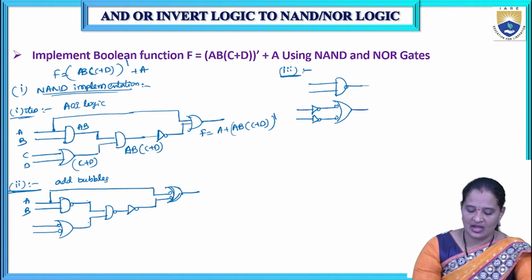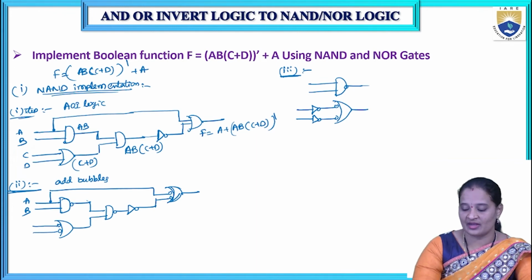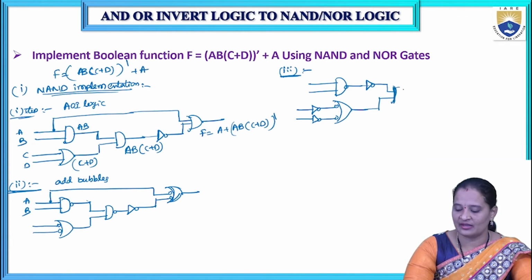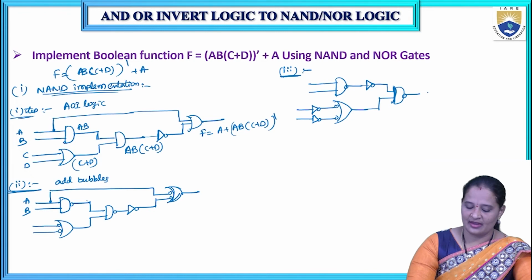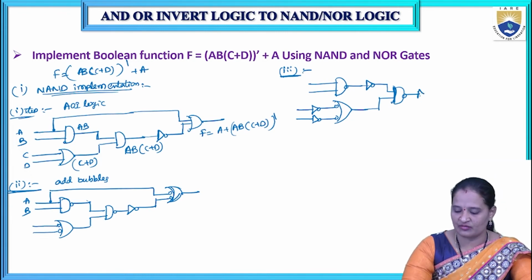And then, did these two lines receive a bubble? This line has received a bubble, the output of the AND gate, so we need to place an inverter. And this line did not receive any bubble, so we are using an AND gate here. And as this line has received a bubble, I need to place an inverter.